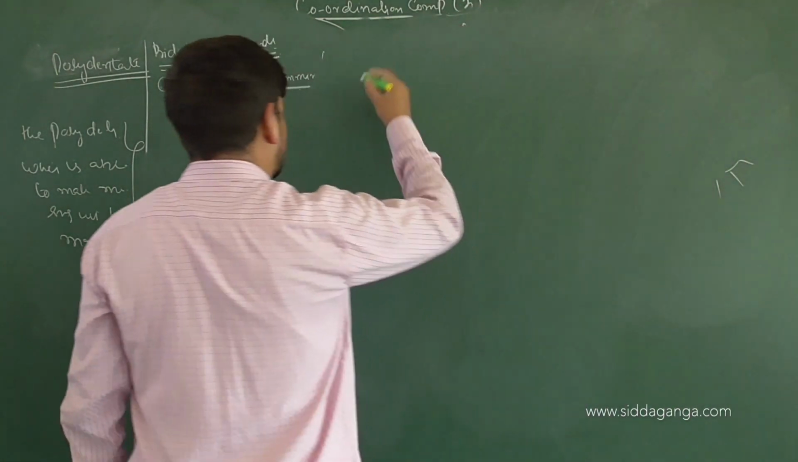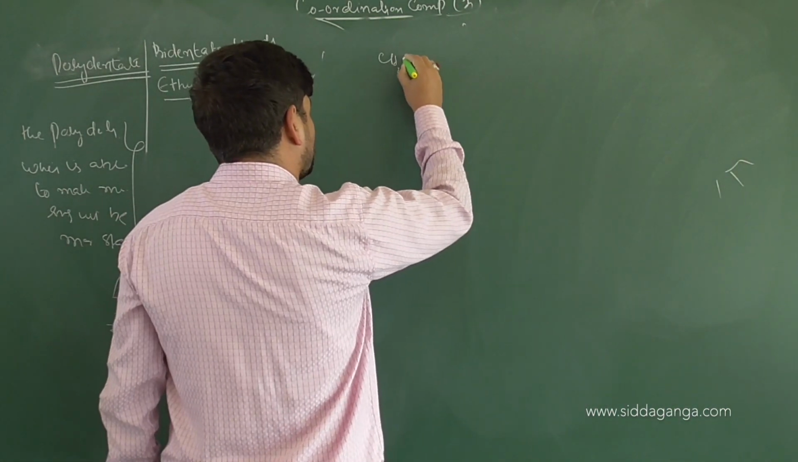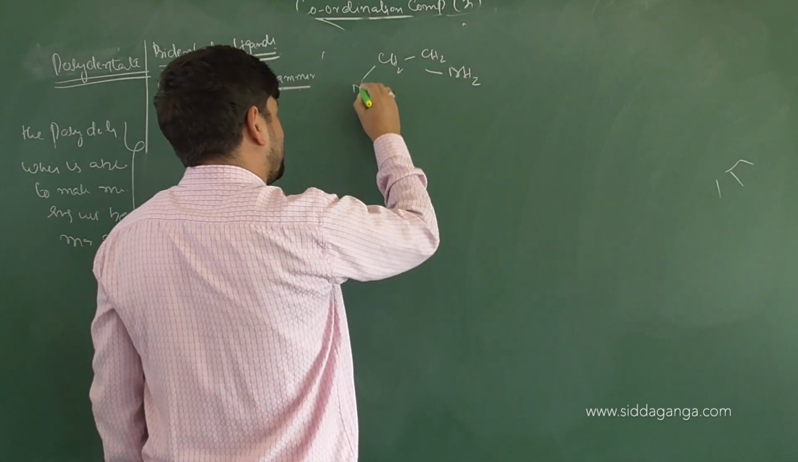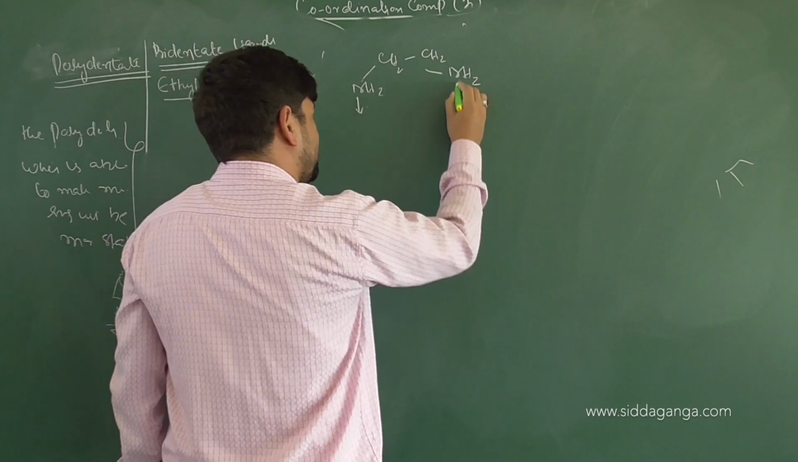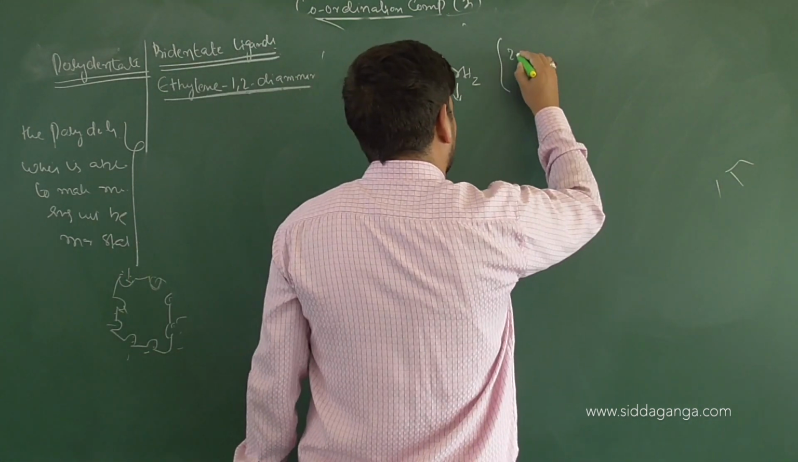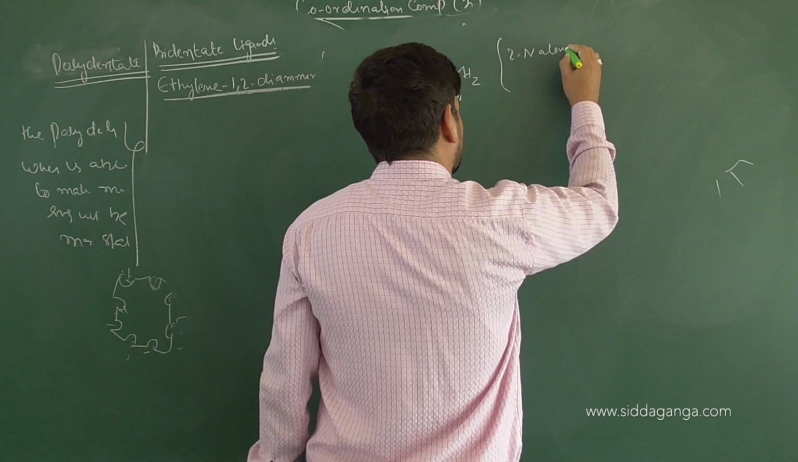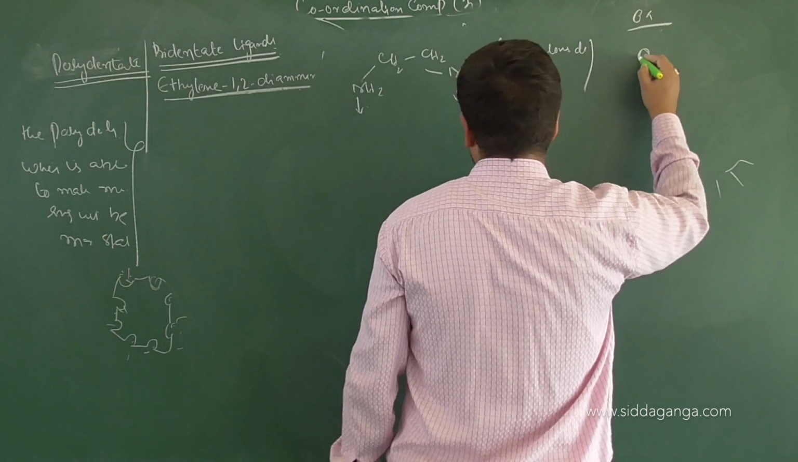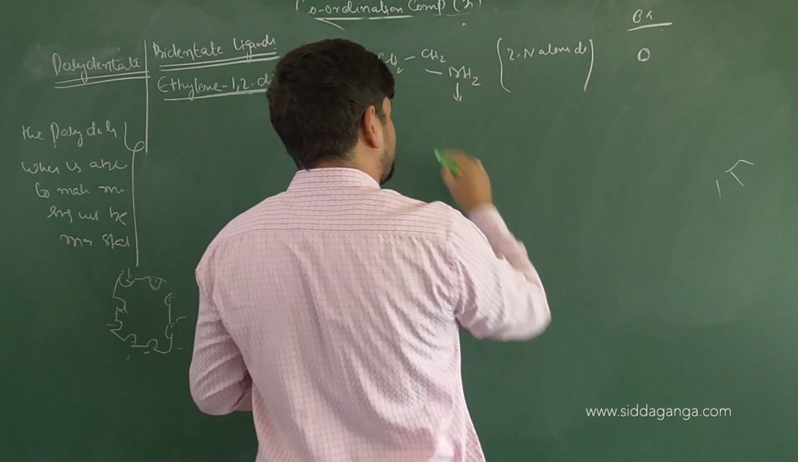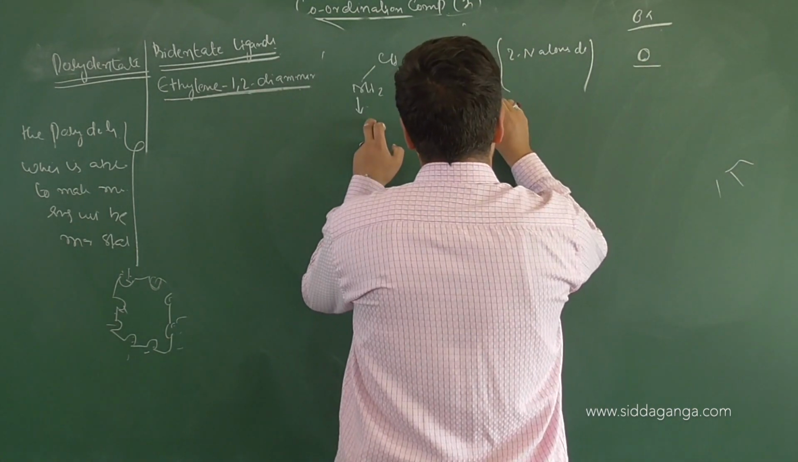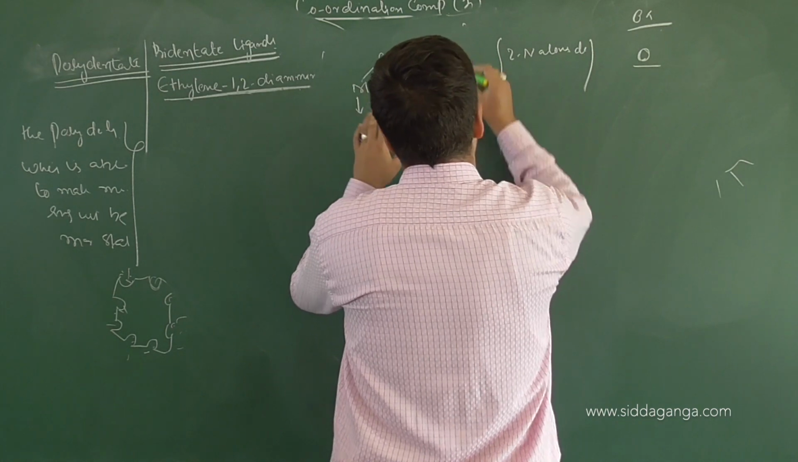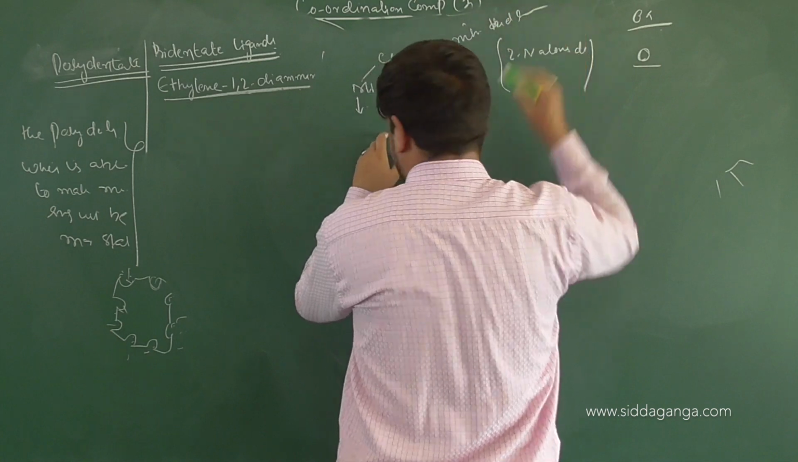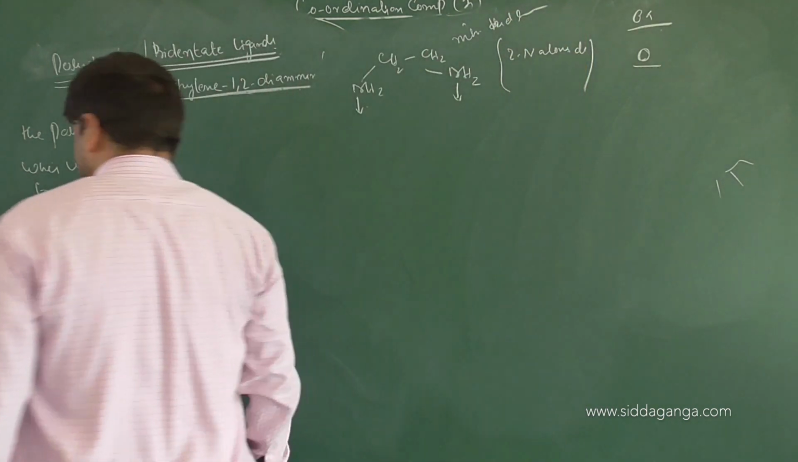Tell me the structure. It is CH2, CH2, NH2, and you got here NH2. Donation from where? Nitrogen. So 2 nitrogen atoms donating. And what is the oxidation state, children? Oxidation state is 0. The net charge of this complex on the whole is 0. So whenever ethylene diamine comes, you need not give any charge to this, because this is a neutral bidentate ligand.